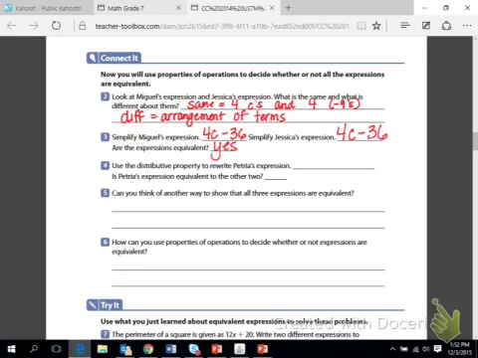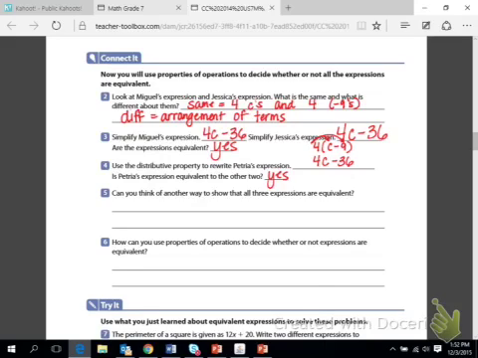For number 4, we want to use the distributive property to rewrite Petria's expression. And Petria's expression was 4 times C minus 9. The distributive property requires us to multiply 4 times C and 4 times negative 9, giving us 4C minus 36. So is Petria's expression equivalent to the other 2? Yes, they are the same.